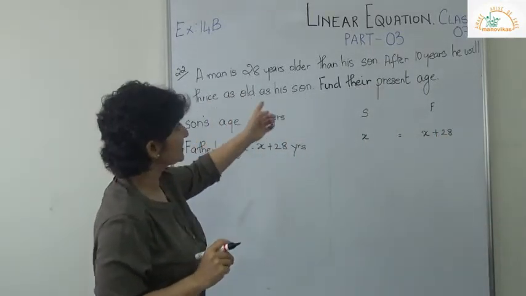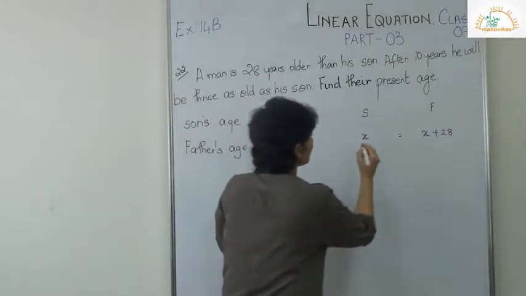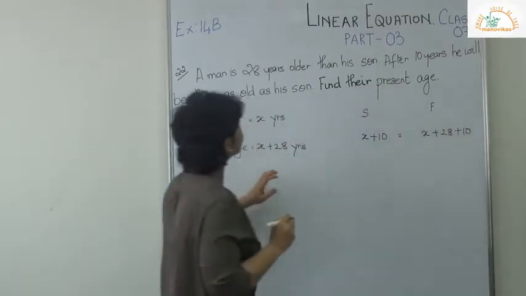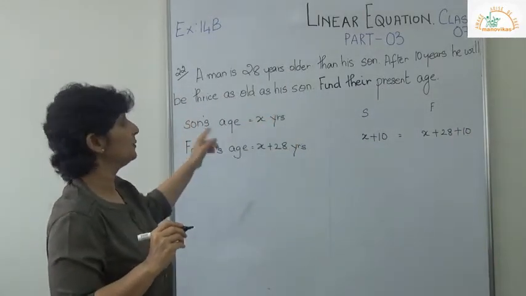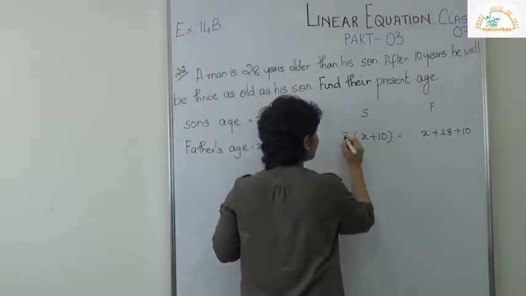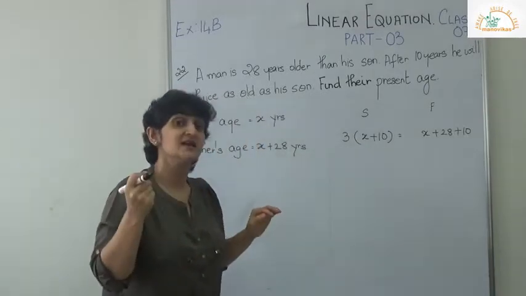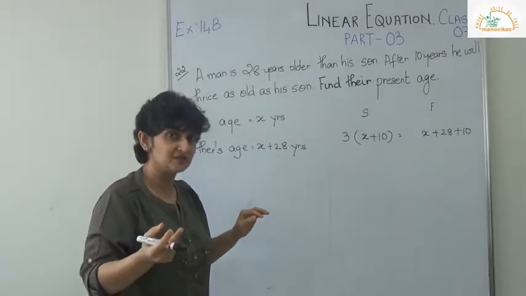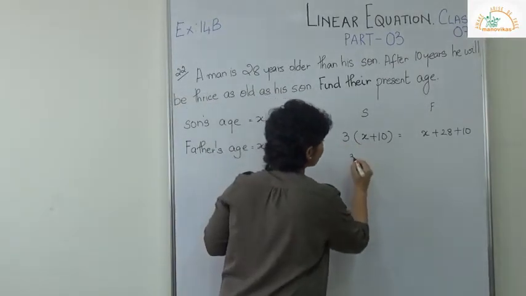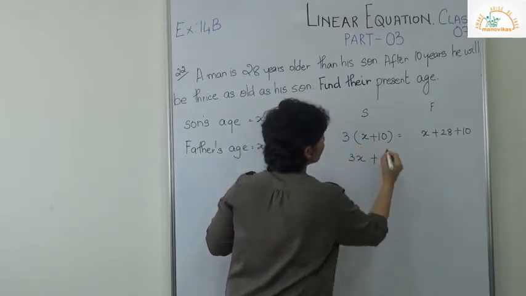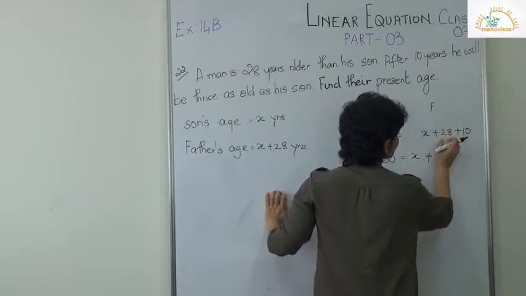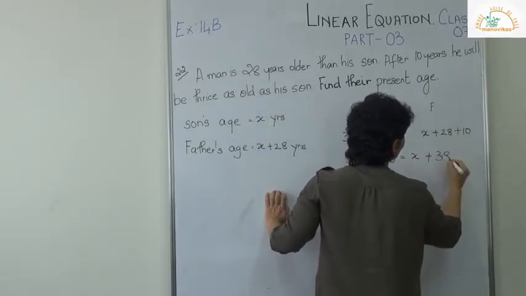Now, they are saying after 10 years, so plus 10, and here also it will be plus 10. After 10 years, he will be thrice as old as his son, 3 times as old. Thrice means 3 times, so you multiply by 3. So let's solve it. 3 into x is 3x, plus 3 into 10 is 30, which is equal to x plus 28 plus 10, which gives me 38.